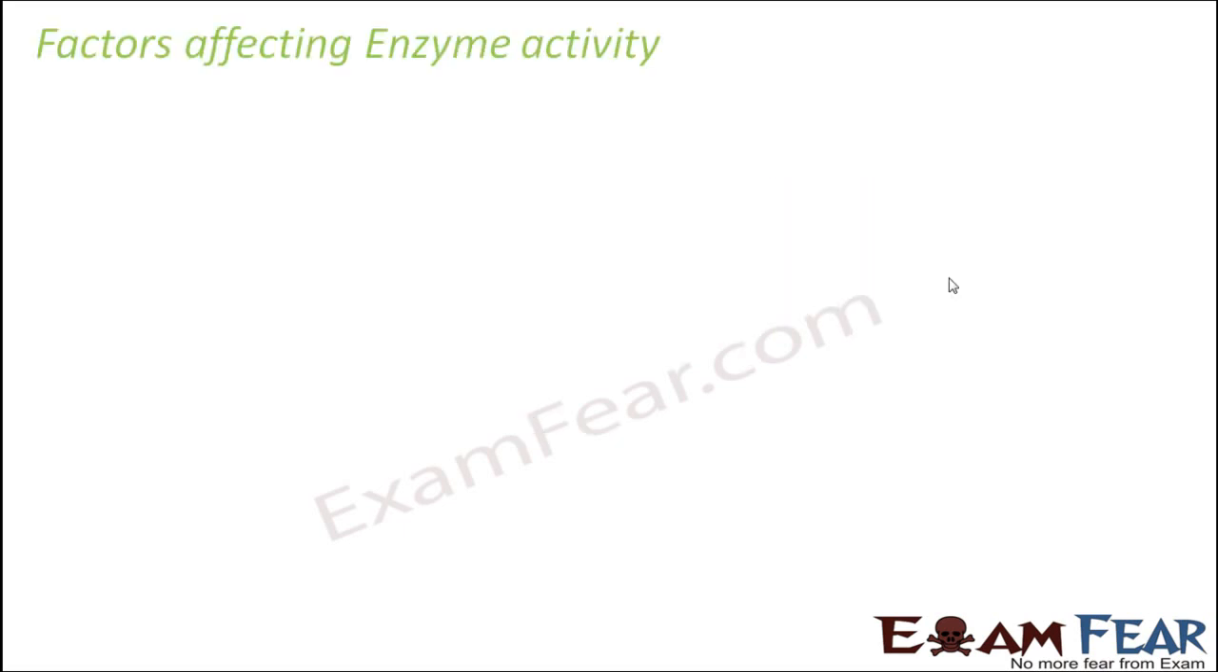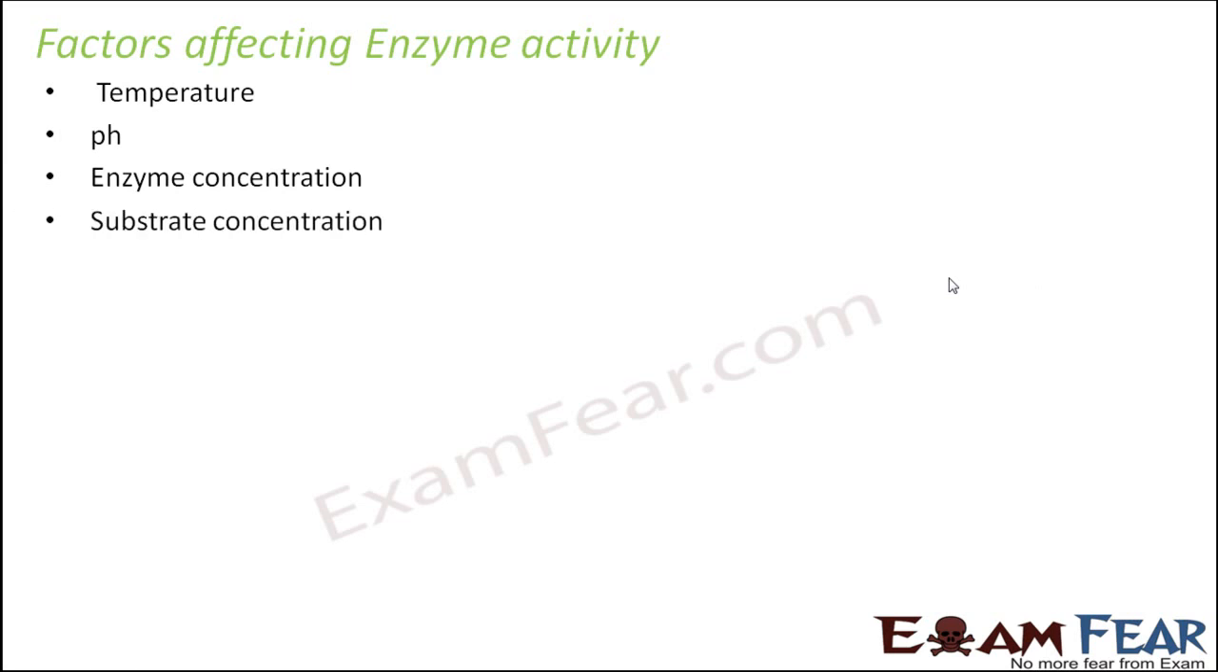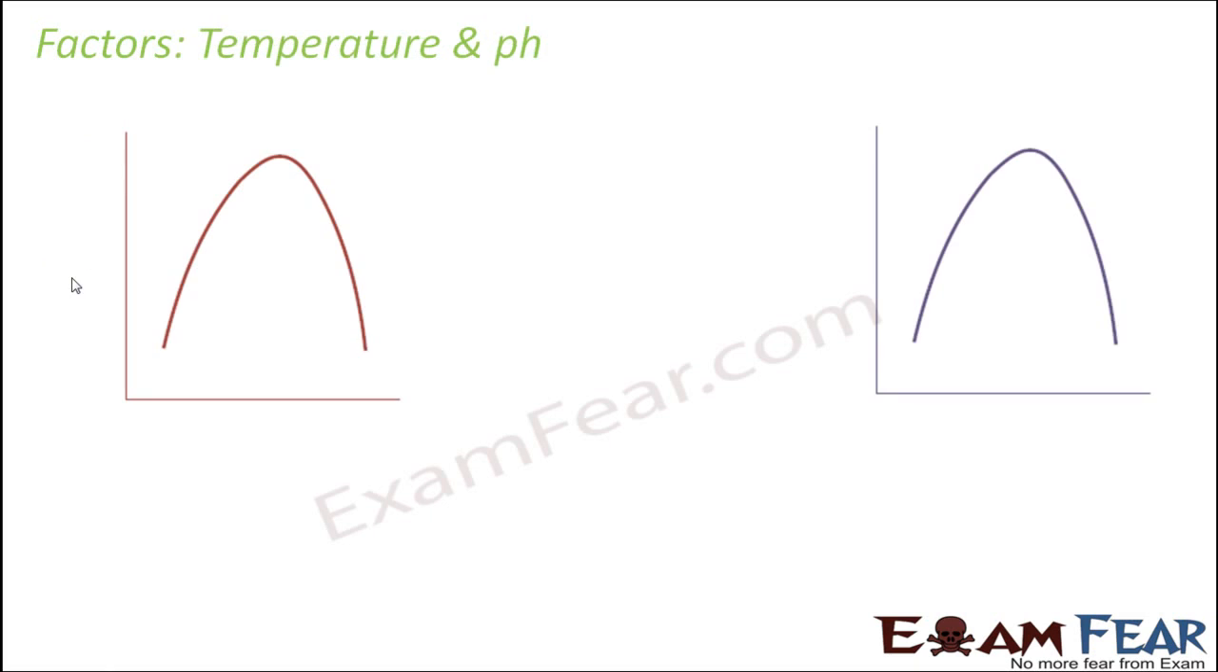Now there are many factors that can affect the enzyme's activity. Some of the factors are temperature, pH, enzyme concentration, substrate concentration, and competitive inhibition. The first four factors, you can at least understand from their names what they are trying to say. The last one is a little new. So we will spend some time understanding how each of these factors affects the enzyme activity. Let us start with temperature and pH.